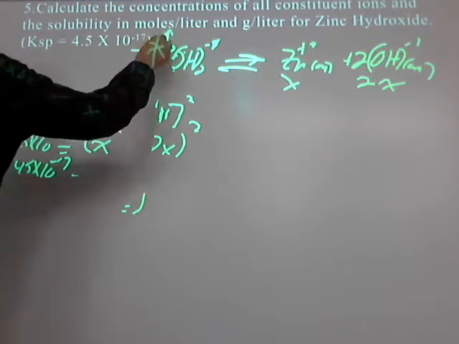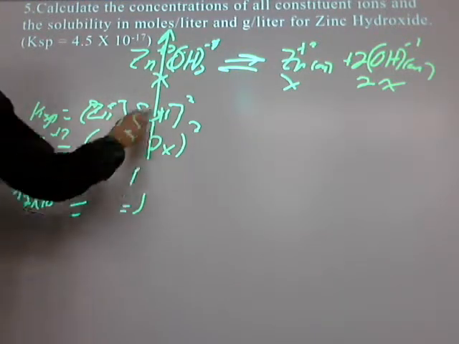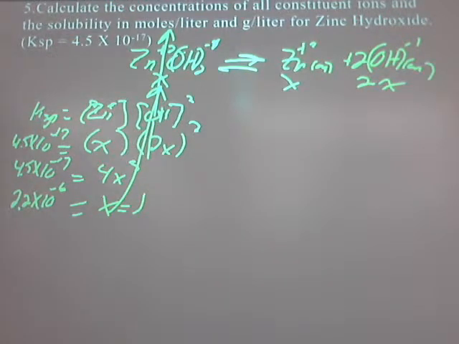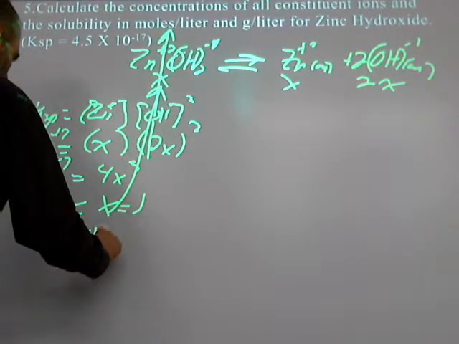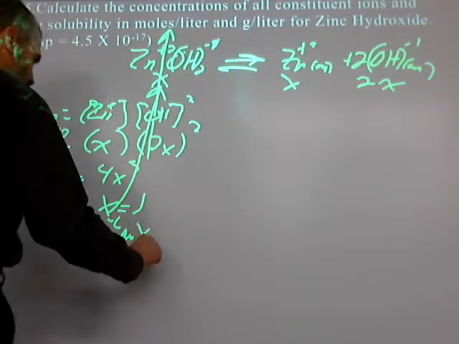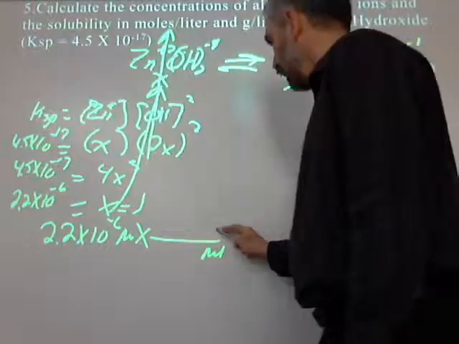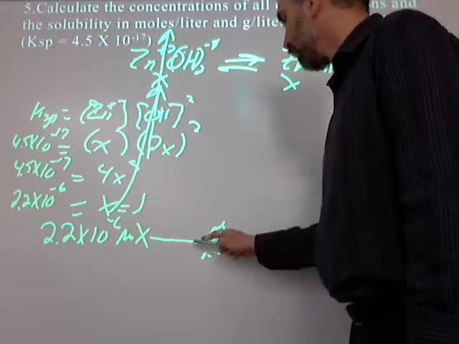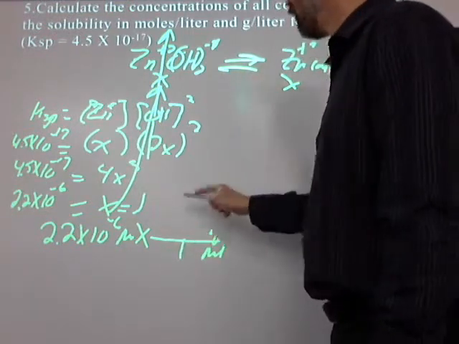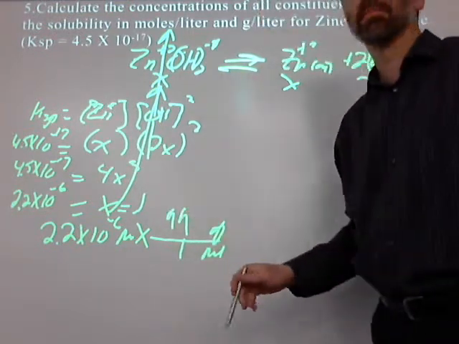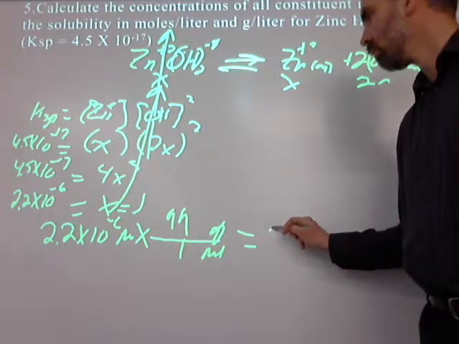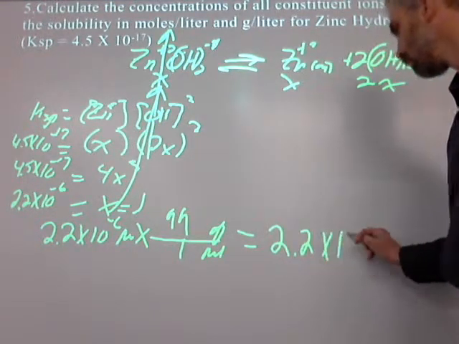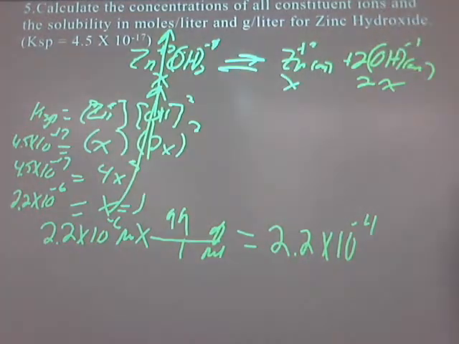That's the answer to this one right there, because that happens to be what X is. So it is the molar solubility. All I got to do with that number to get the gram solubility is put moles in the bottom, grams in the top. 1 mole contains, for zinc hydroxide, it's like 99 or something like that. And what do you get for your gram solubility? 2.2 times 10 to the negative 4. Right? Makes sense? All right, so that's pretty easy.